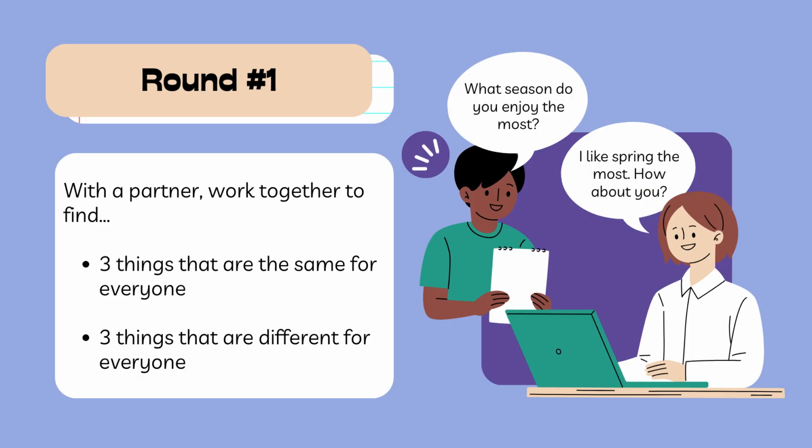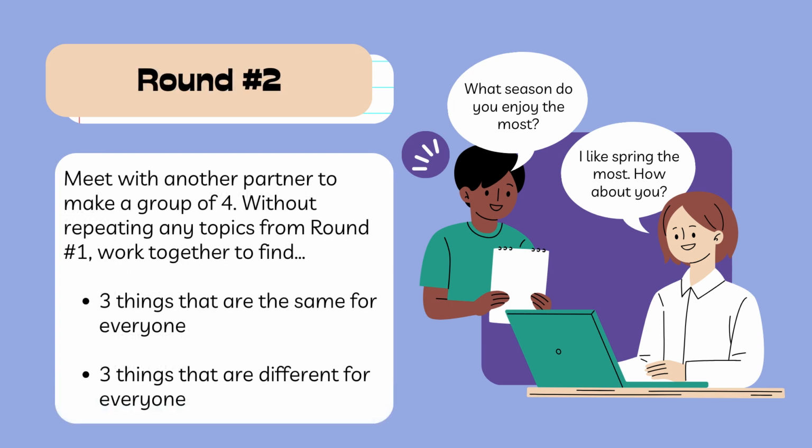So, to practice this, a simple task could be starting with round one, finding a partner and working together to find three things that are the same for everyone and three things that are different for everyone. It could be very simple. This could happen very quickly, depending on the group. It could be a little more challenging. They might need to collaborate and cooperate a little bit more.